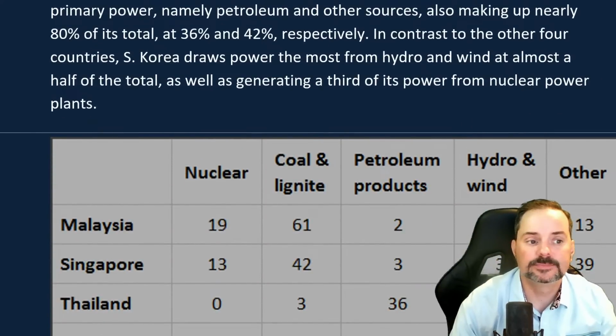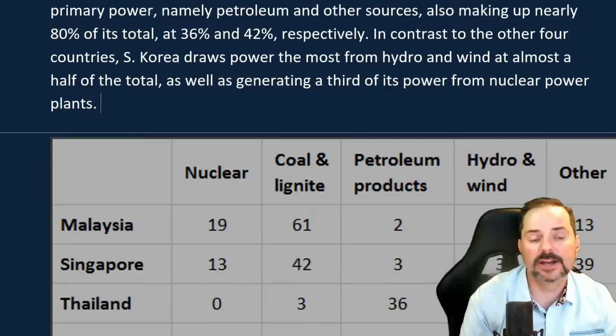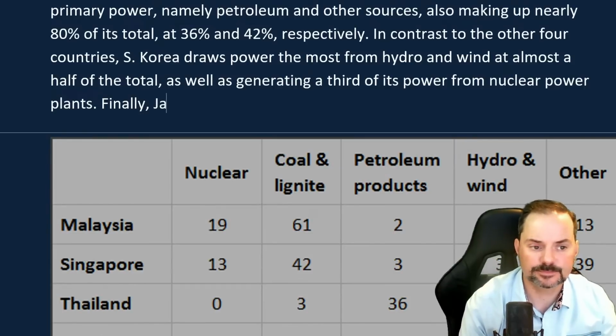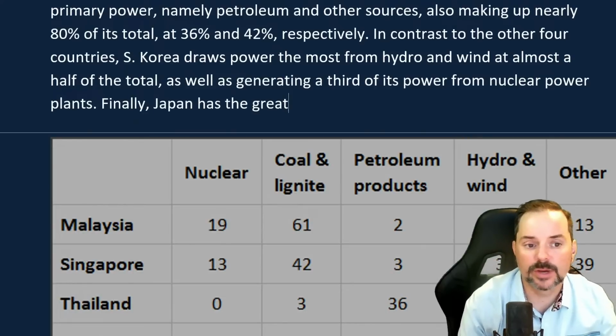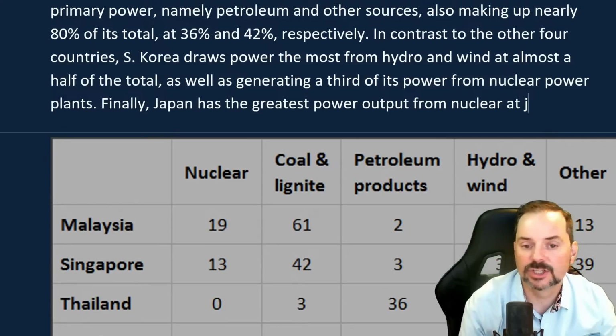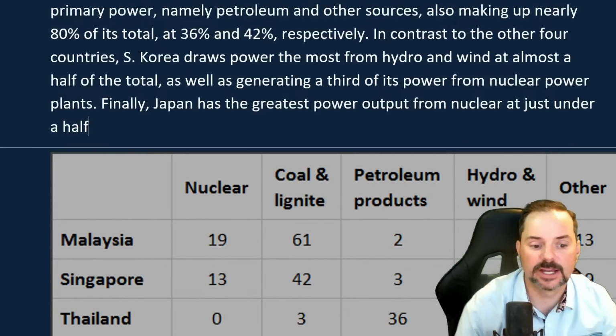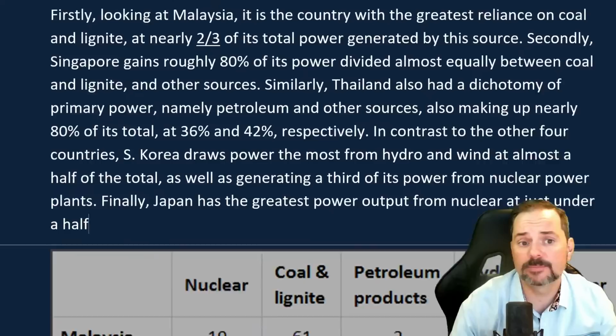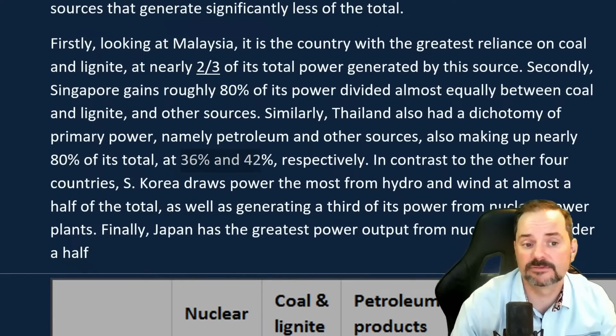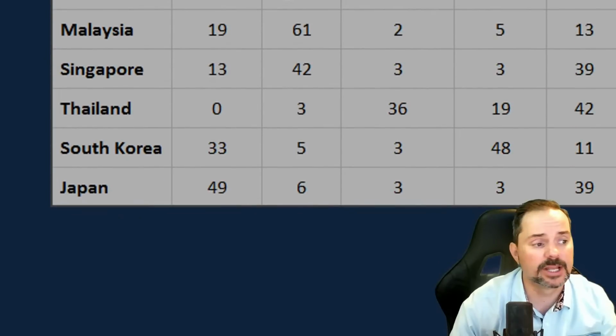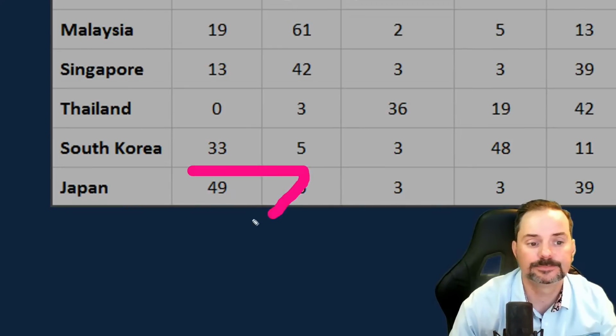All right. Now, last but not least, right? So finally, it's Japan. Japan has the greatest power output from nuclear at just under a half, right? So notice how I'm not really writing a lot of percents. So far, I've only written the 36 and 42% because I'm interpreting, right? So here it's, look at that, it's 49%. It's just under a half, right?